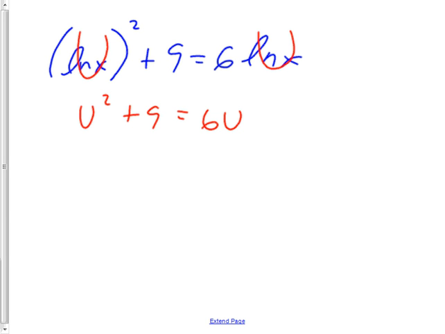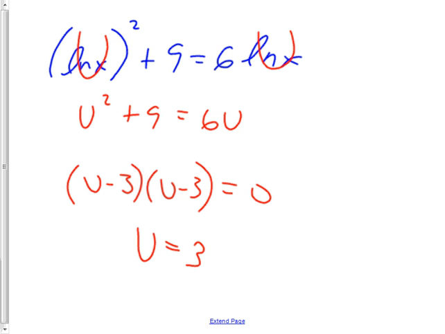Did you get 2 answers? No, because it comes out to u minus 3 and u minus 3, right? Okay, so after you get it factored, u must equal 3. I bet some groups may have even stopped there, but you weren't supposed to. What were you supposed to do? To reverse it back. And since the u was ln x, keep going.